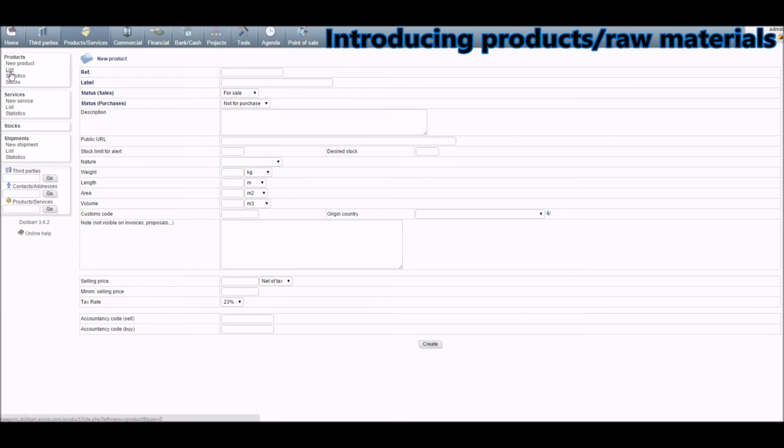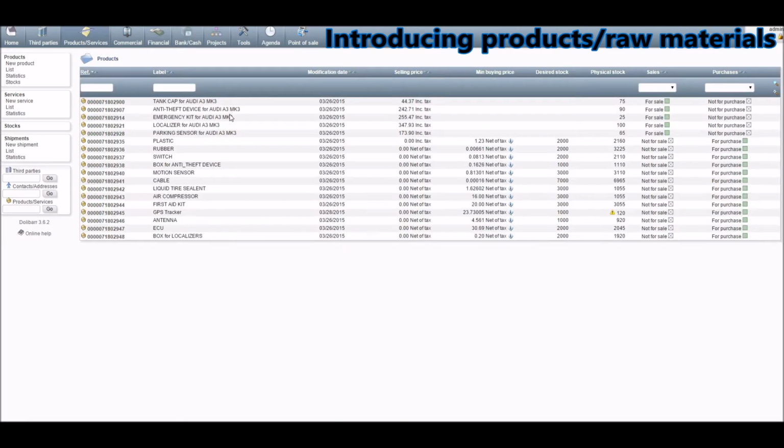When you click on Create, the product will automatically appear on the list of products. Here you'll see manufactured products as well as raw materials. For example, we'll click on the tank cap for Audi A3. This is a manufactured product.